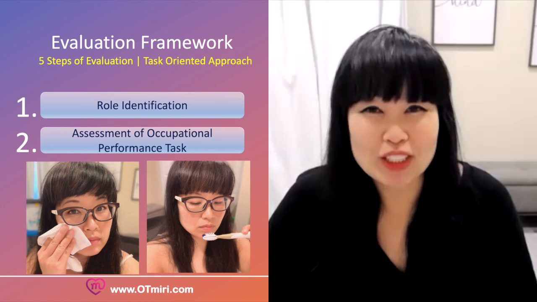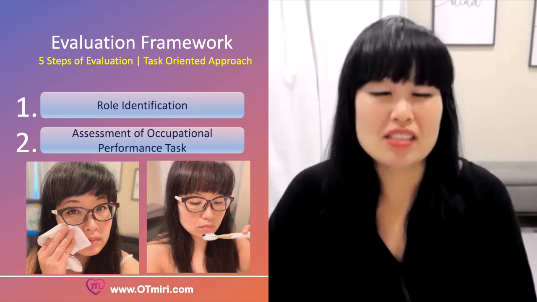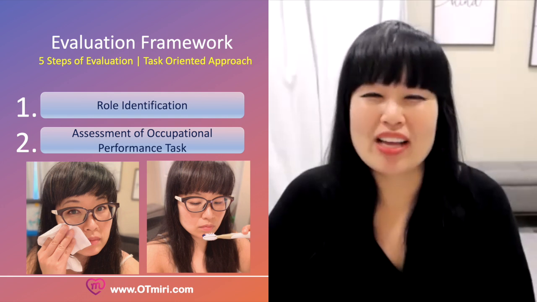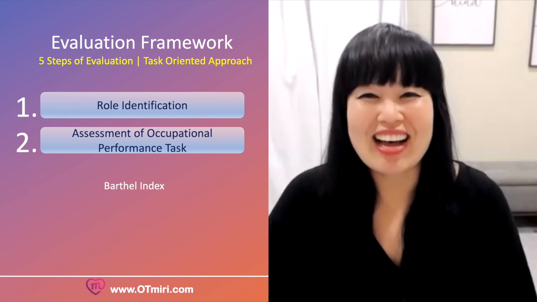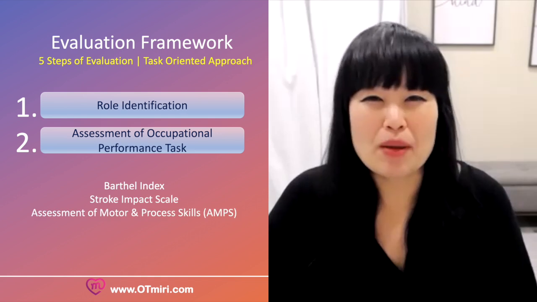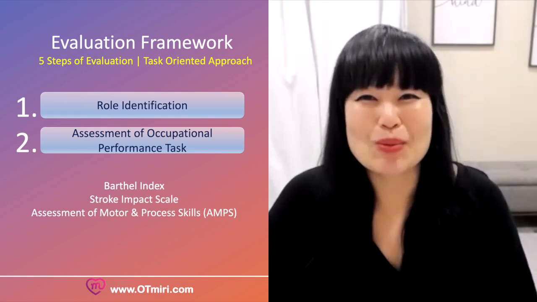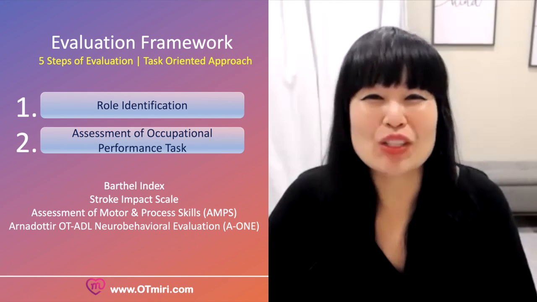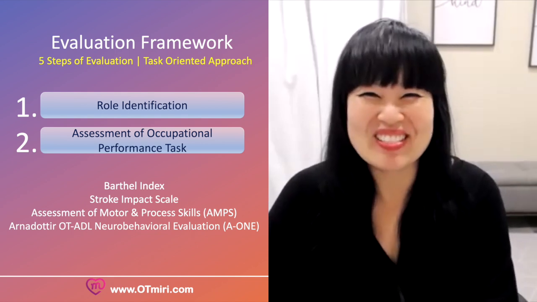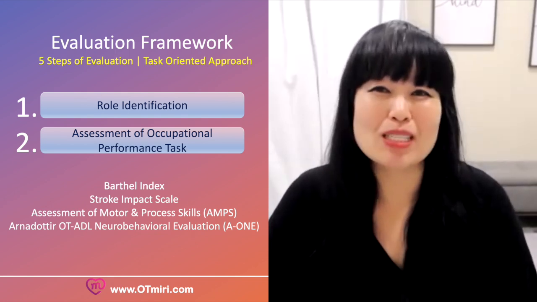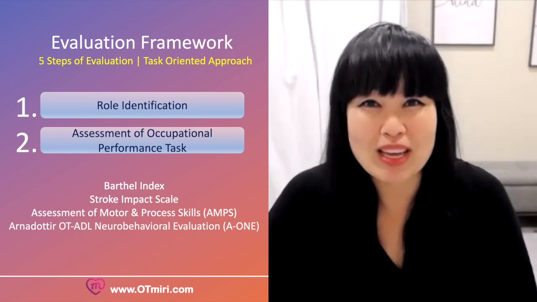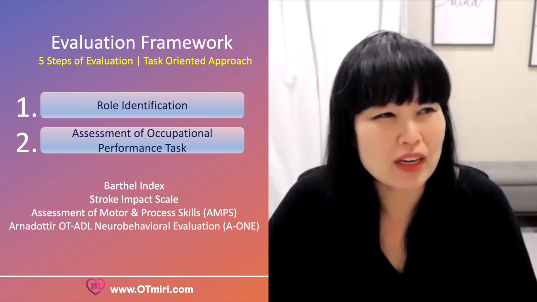You can also gather information more formally by assessing them through various assessment tools that are available that measure ADLs and IADLs. And those include, and you guys have heard this before, the Barthel Index. More specifically, there's the stroke impact scale. There's also the assessment of motor and process skills, also known as AMPS, as well as the Arnadottir OT-ADL Neurobehavioral Evaluation. Oh, that's a mouthful, but it's also referred to as A-ONE, so you can say A-ONE, both of which are really great assessments because they're very client-centered and will allow you to assess ADLs in the context of an occupational performance.